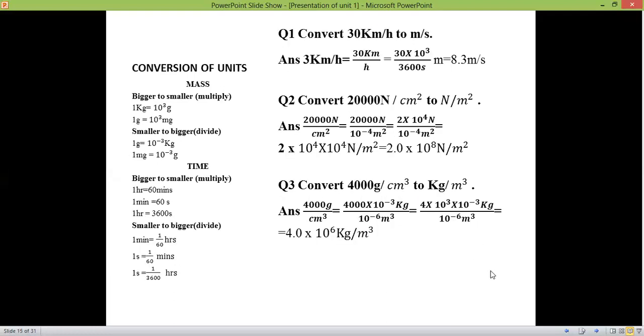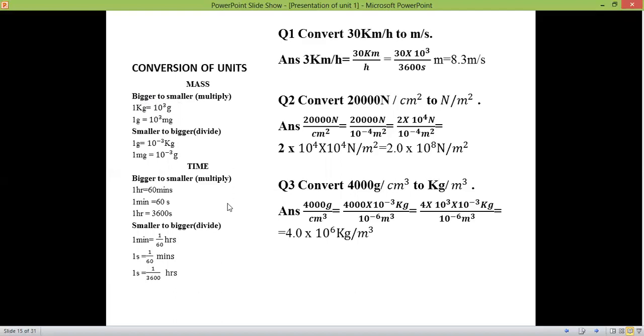Next we have to discuss the units of mass. SI unit of mass is kilogram. In 1 kilogram there are 1000 gram or 10 to the power 3 gram. In 1 gram there are 10 power 3 milligram or 1000 milligram. In 1 gram there are 10 power minus 3 kilogram, and in 1 milligram there are 10 power minus 3 gram. In order to convert a smaller unit to a bigger unit, we need to divide, and in order to convert a bigger unit to a smaller unit, we are going to multiply.